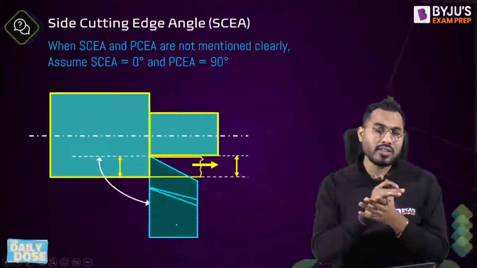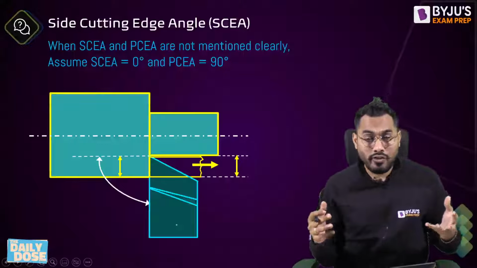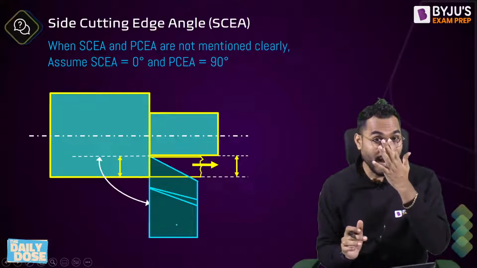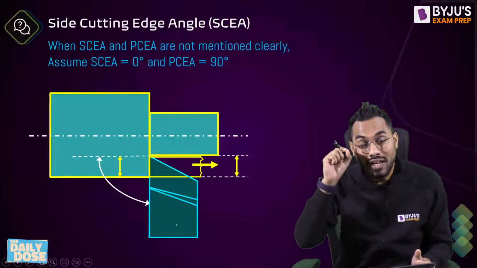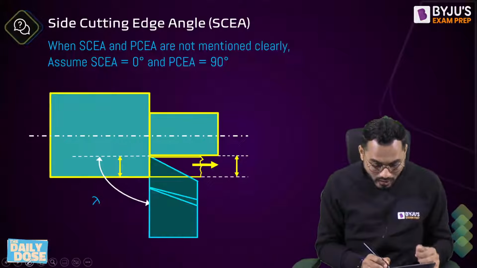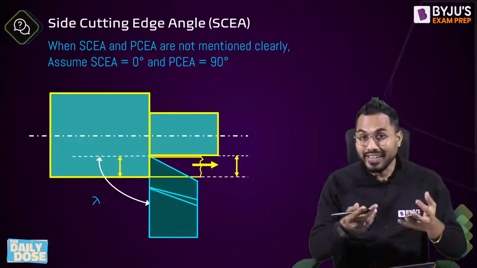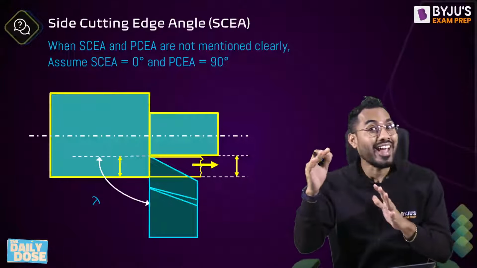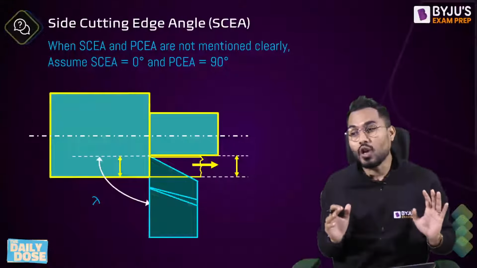Now let's say that, sir, generally it has been observed that sometimes when we solve a numerical, the side cutting edge angle Cs, or what is exactly equal to the principal cutting edge angle, that is lambda, is not given in the problem. And without clarity on what the side cutting edge angle Cs and the principal cutting edge angle lambda are, I can't solve the numerical.